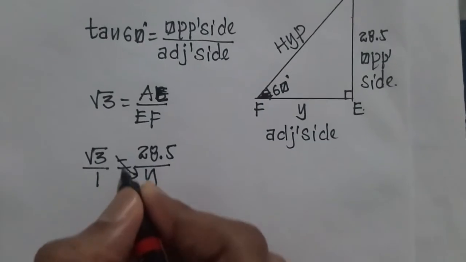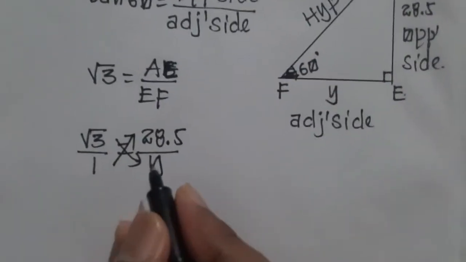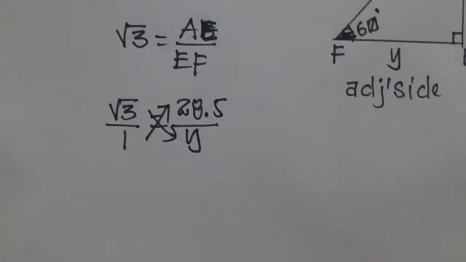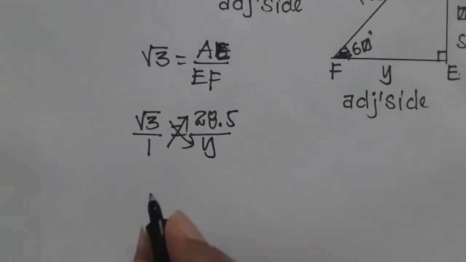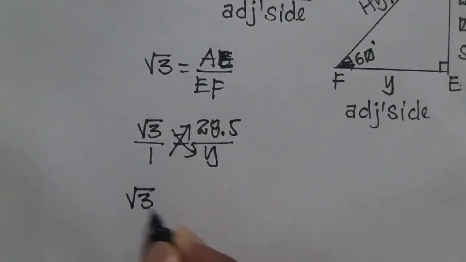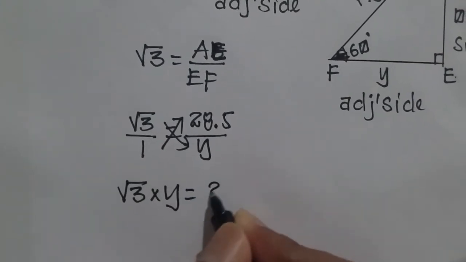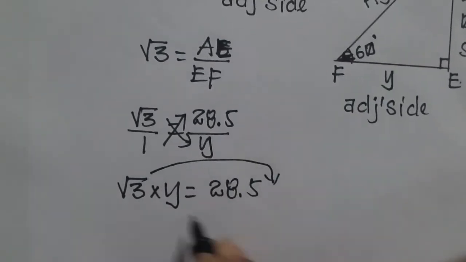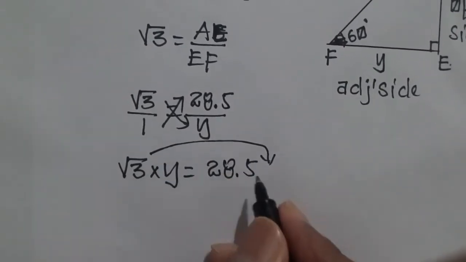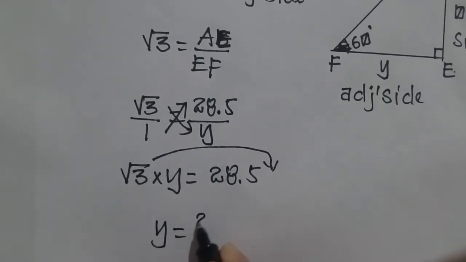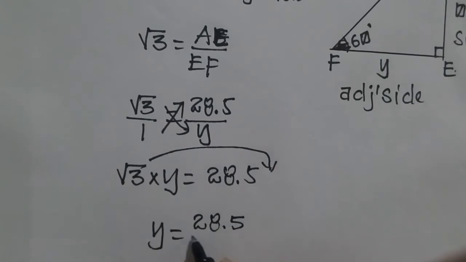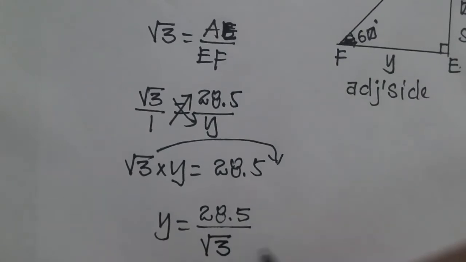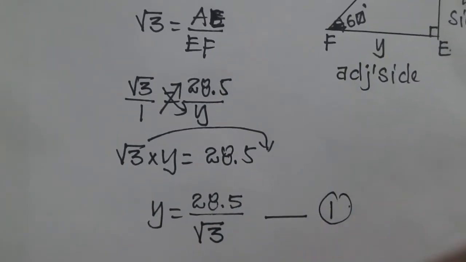Now by cross multiplication, root 3 into y is equal to 28.5. Now transposing this root 3 to the RHS side, multiplication becomes division. Therefore y is equal to 28.5 by root 3, you should write root 3 in the denominator place. This is equation 1.